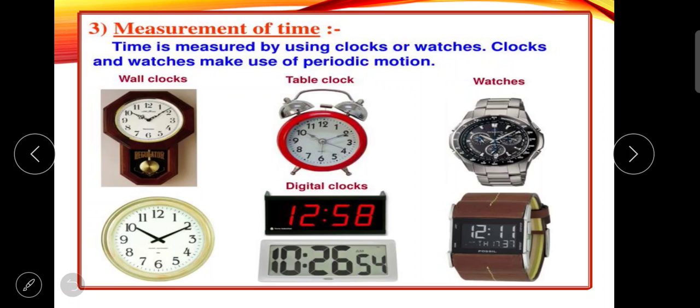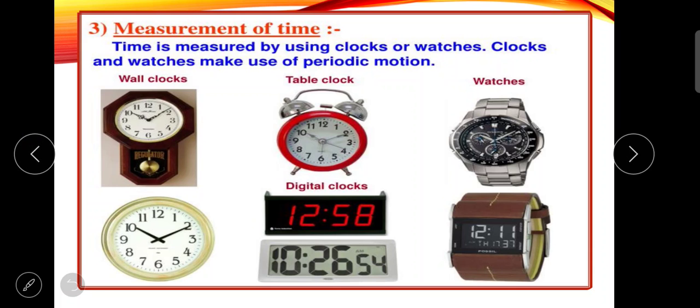Our ancestors were doing the same. They found that the sun rises every day in the morning, and the time between one sunrise and the next was called a day. Similarly, children, a month was measured from one new moon to the next new moon. A year was fixed as the time taken by the earth to complete one revolution. So all these times are measured depending upon different conditions and different time intervals.